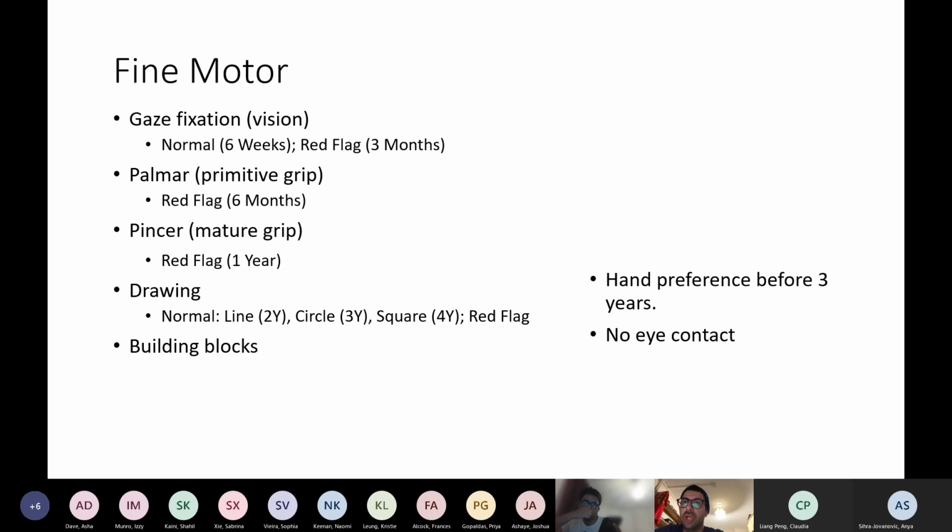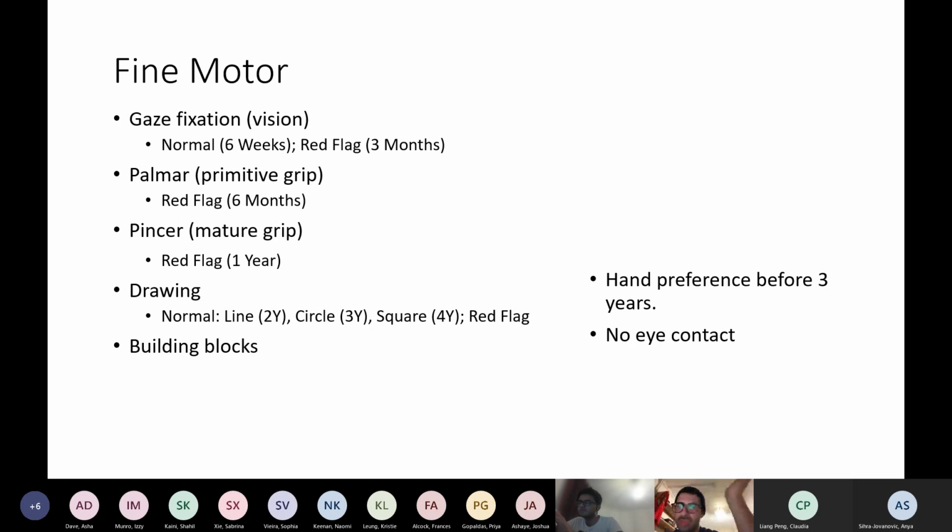Now, different grips. So palmar grasp or primitive grip is like that. It's just them holding things in their hand. Pincer grip is like this, the pincer. If they haven't developed the palmar grasp by 6 months, that's a red flag. If they haven't developed the pincer grip by 1 year, that's a red flag. So you just remember that there are 2 types of grip. Pincer, obviously, is a bit more developed, so that's the second one.